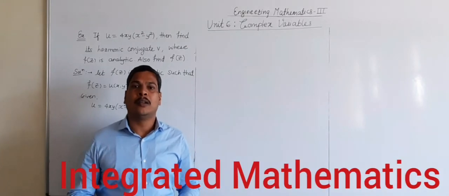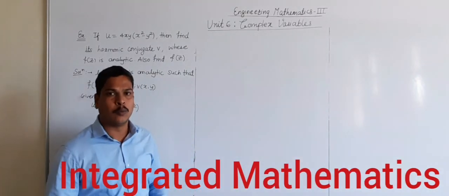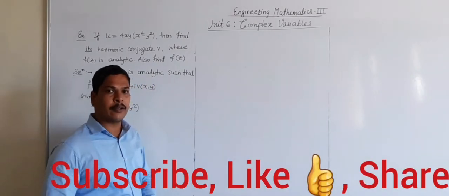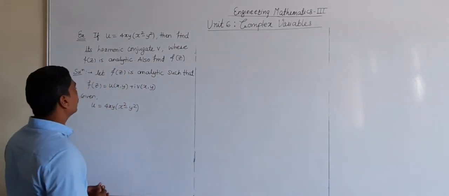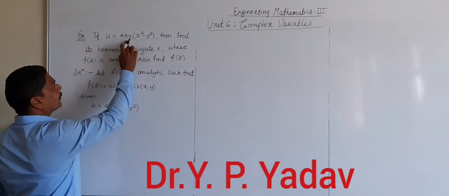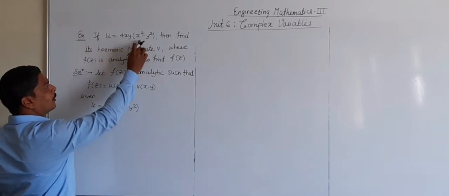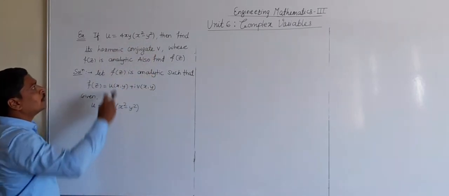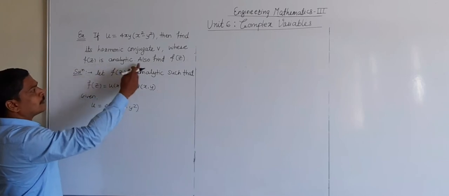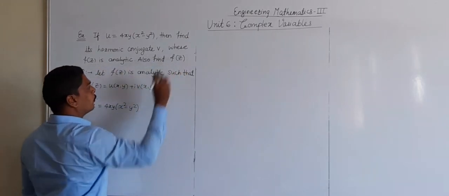In today's lecture, we are trying to solve some more examples using CR equations, that means Cauchy-Riemann equations, and the concept of analytic function. So here we are given function u as a function of x and y, which is 4xy into bracket x square minus y square. Then find its harmonic conjugate phi. Here f of z is analytic. Also find f of z.